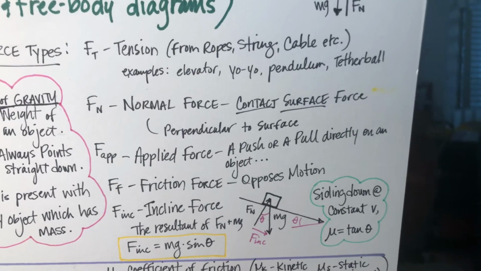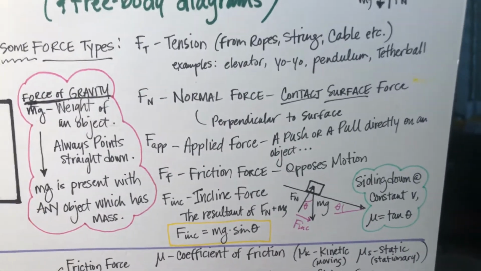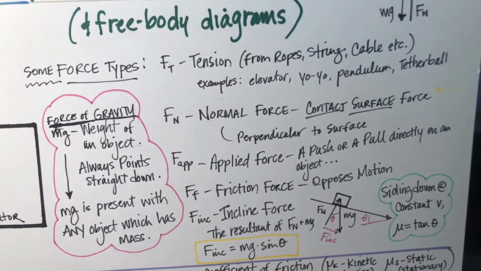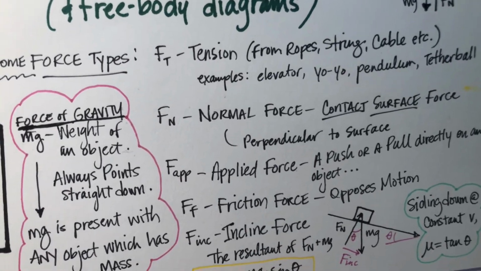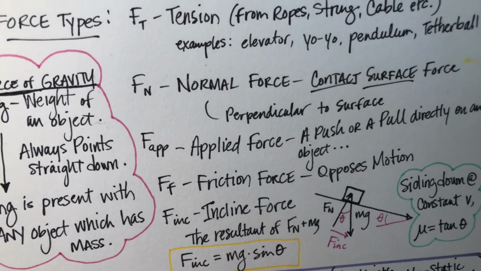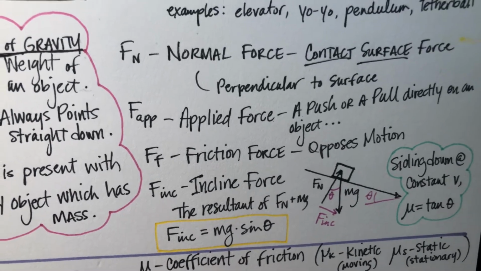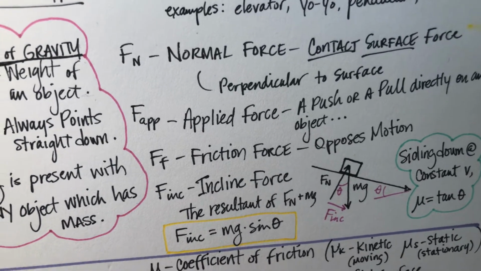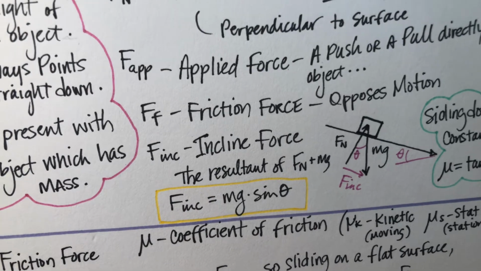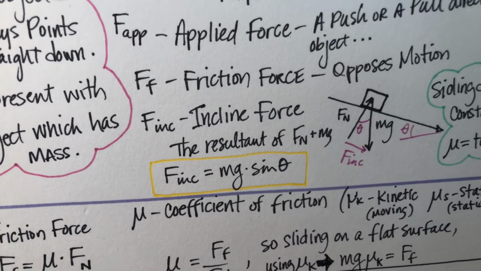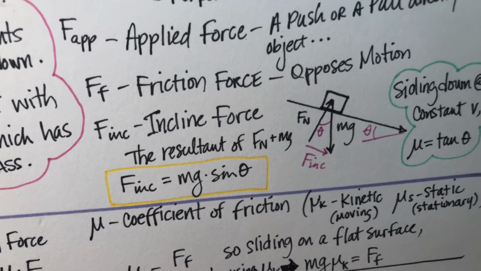Then we have the normal force, which is a contact surface force. It's very important that you understand it's a contact force when two surfaces come in contact with one another, perpendicular to the contact surface. And then the applied force is a push or pull on an object. Friction force is whatever is opposing motion, and the incline force is a resultant of the normal force and mg.